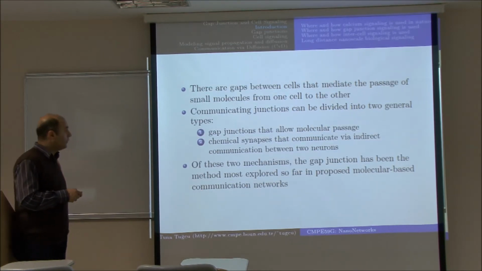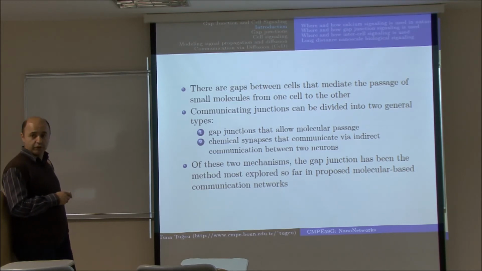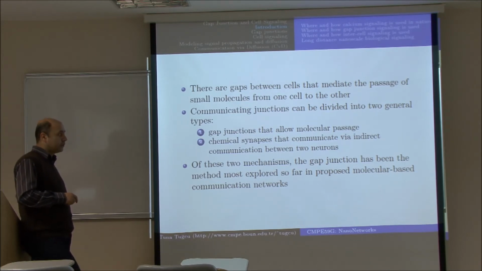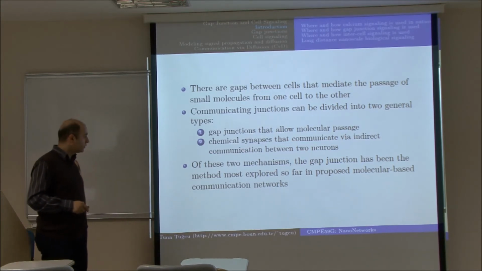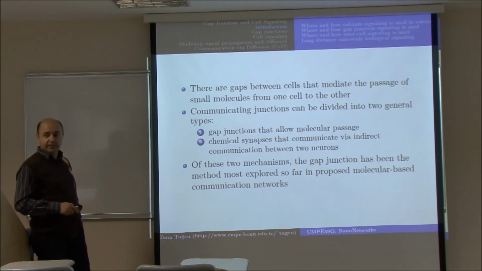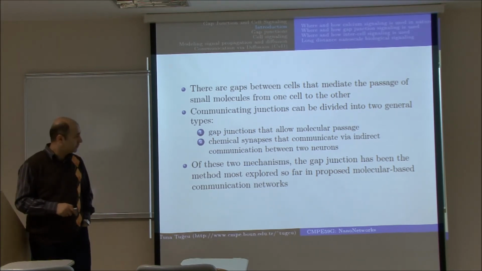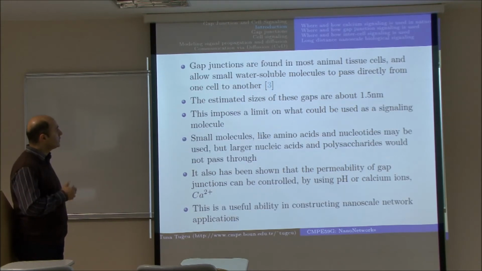So the cells may form gaps in between that will allow the passage of small molecules from one cell to the other. And these communicating gap junctions can be divided into two types. One is the gap junctions that allow molecular passage, and the other is the chemical synapses that communicate via indirect communication between two neurons. Of these two mechanisms, the gap junction has been the method most explored in the literature, and it has been studied for molecular-based communication networks.